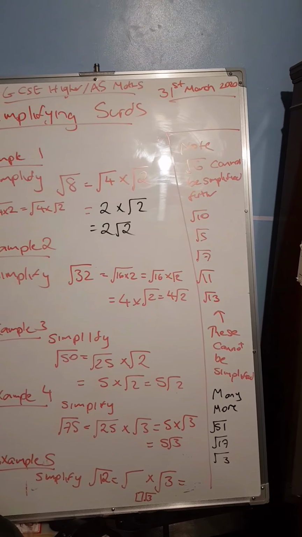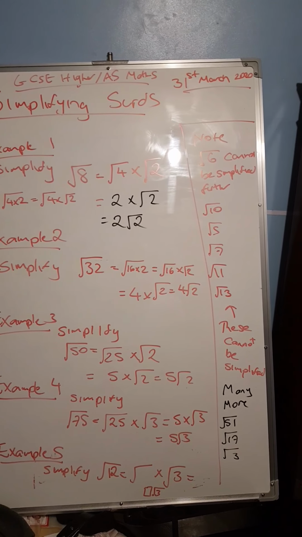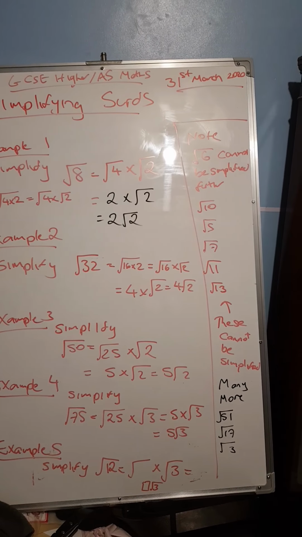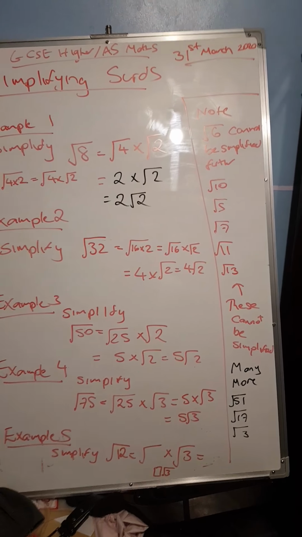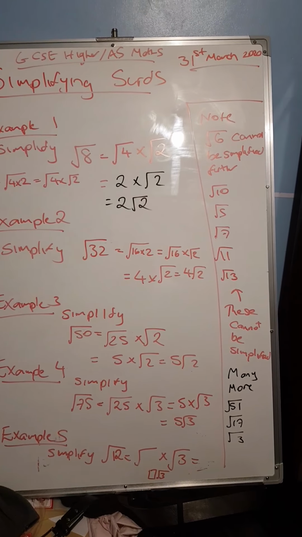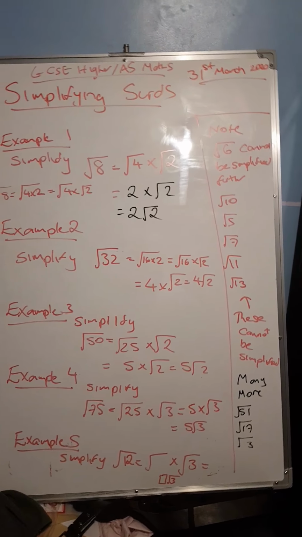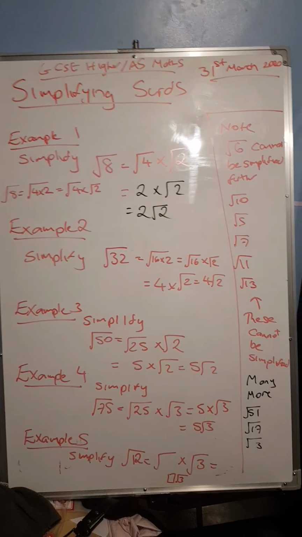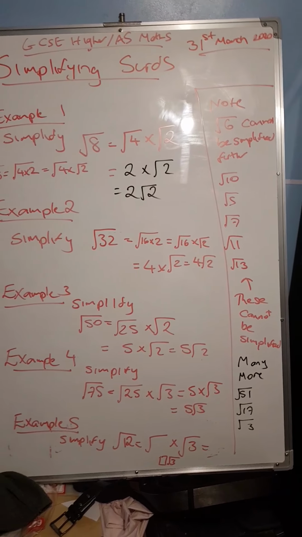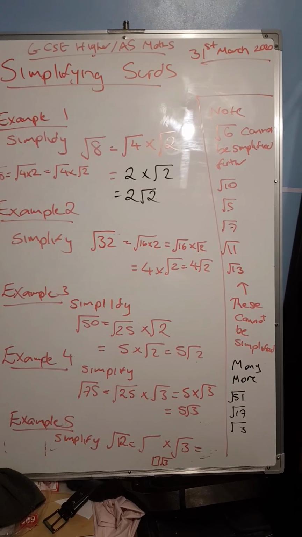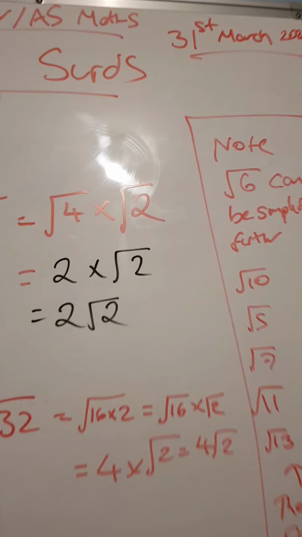All these, and many more, cannot be simplified. If it's a prime number, you won't be able to simplify it. If it's any number that has no square factors, then it can't be simplified. It's as simple as that. So root 101 can't be simplified because there are no square factors that make 101.